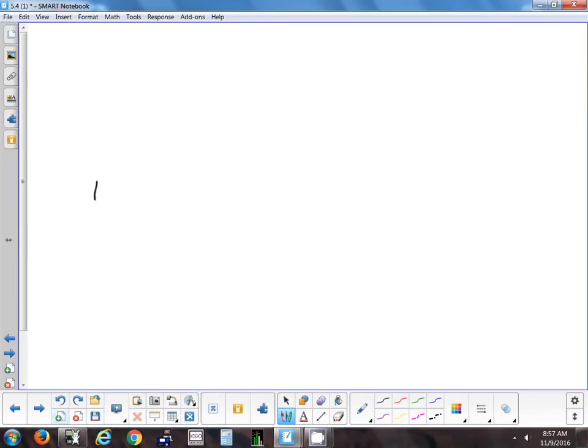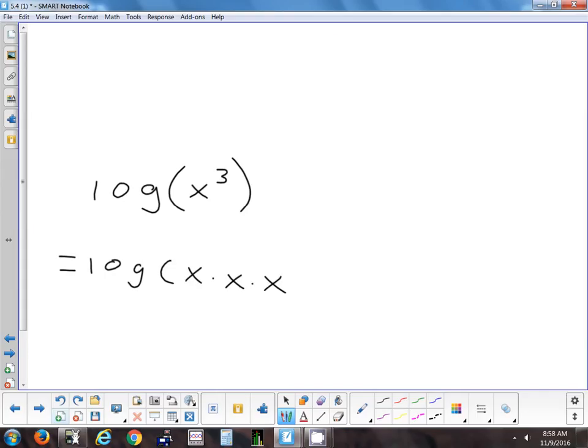Okay, and let's look at this. Log, the base doesn't matter, so let's just do base 10. So log base 10 of x cubed. Now, say I don't understand what it means to cube something. How can you write this out? Yeah, you could write log of x times x times x.